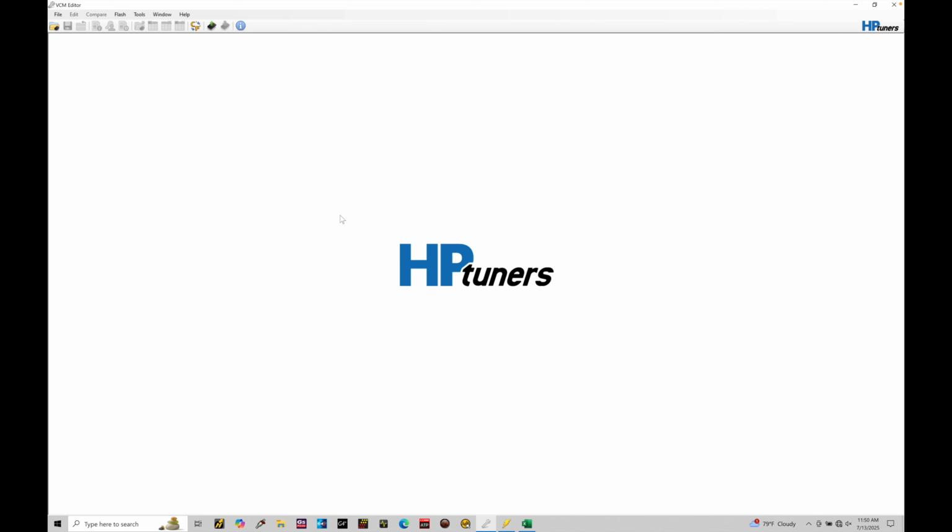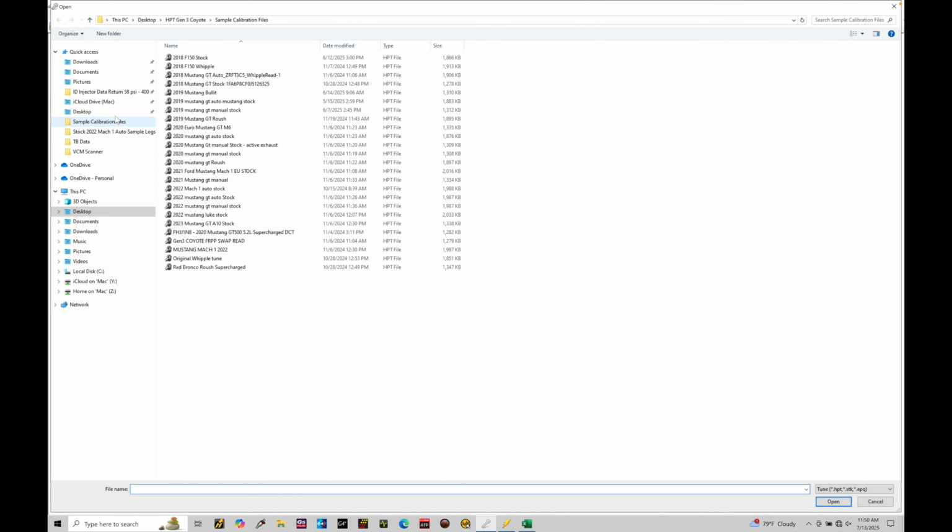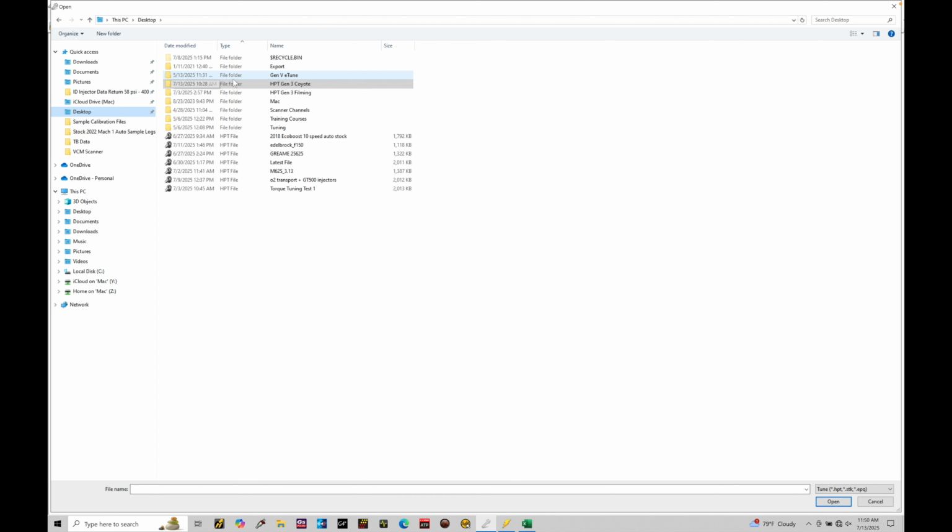What I first want to do is open up a stock equivalent file so we can take a look at and cite some tables as we go through the training module. Let's do that first. We're going to go up here to File. Let's go to Open. And we're going to move into the desktop. Let's jump into our HPT Gen 3 Coyote course folder.